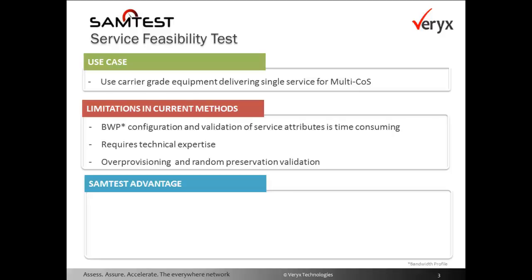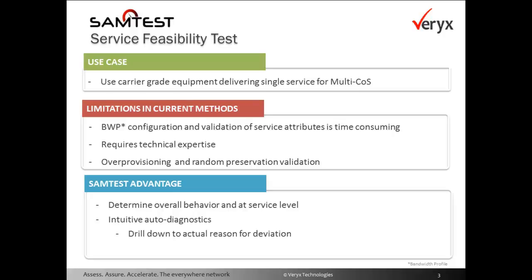SAMTEST can intelligently determine not only overall behavior of the EVC but also the behavior per PCP. SAMTEST's auto-diagnostics capability can quickly identify the reason for any deviation in behavior, if it is due to the preservation or handling of multicast or provisioning, without the need for any technical expertise.